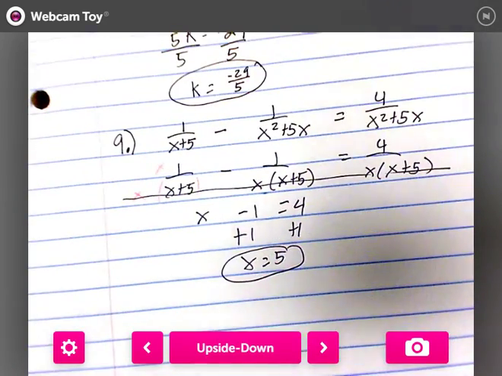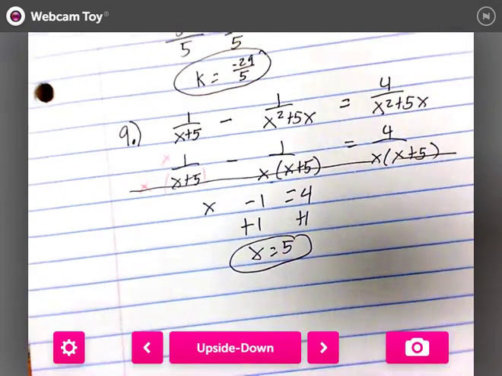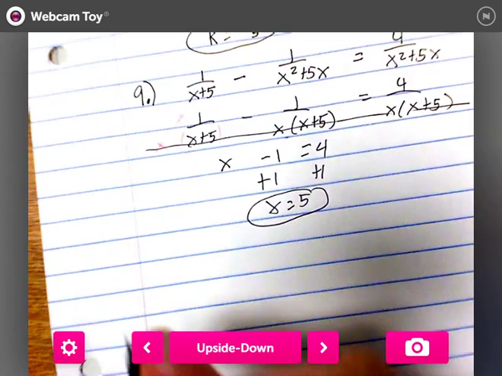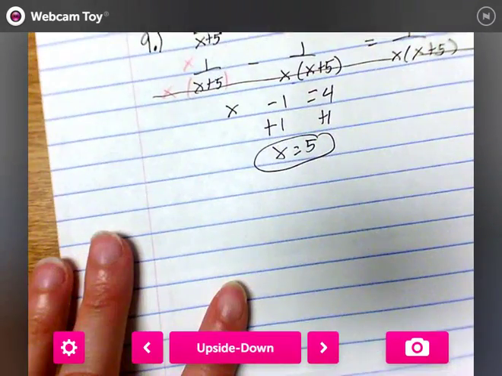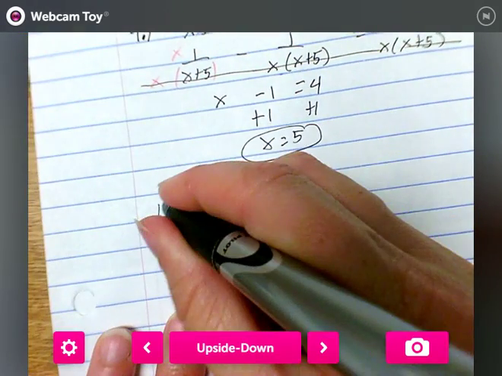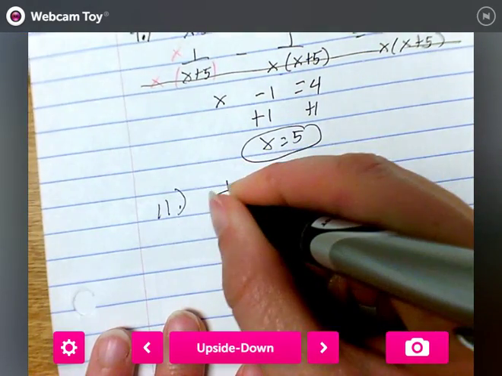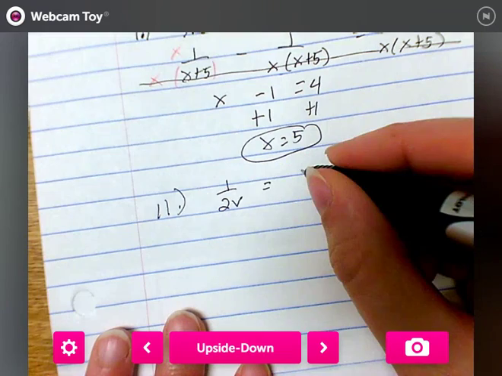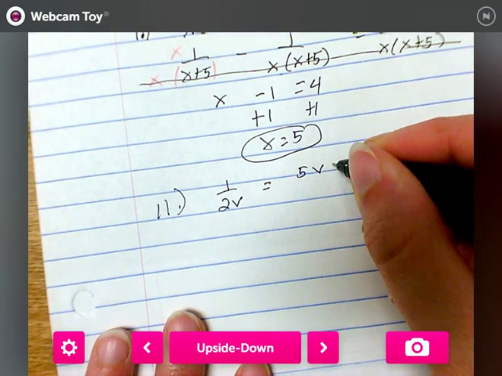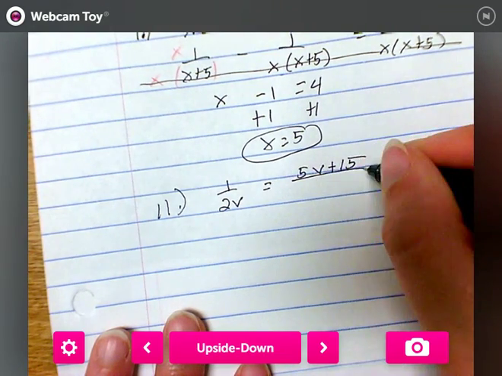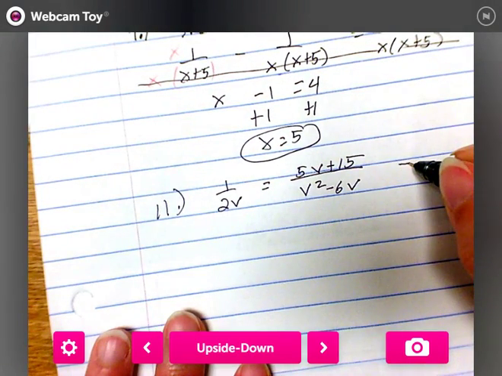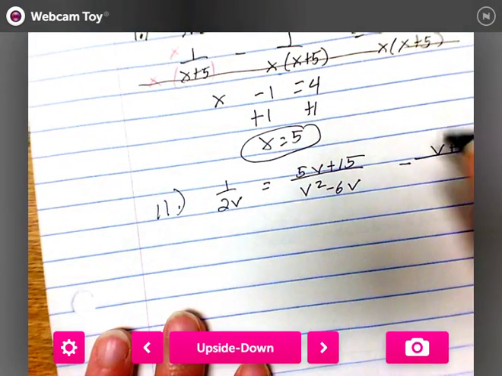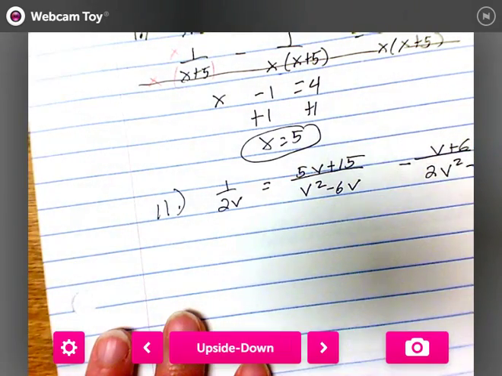You guys ready for 11? Yeah. All right. So for 11, we've got 1 over 2v equals 5v plus 15 over v squared minus 6v minus v plus 6 all over 2v squared minus 12v.